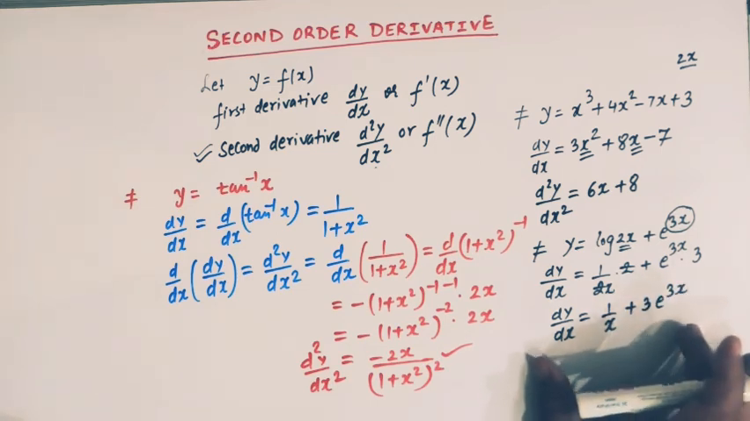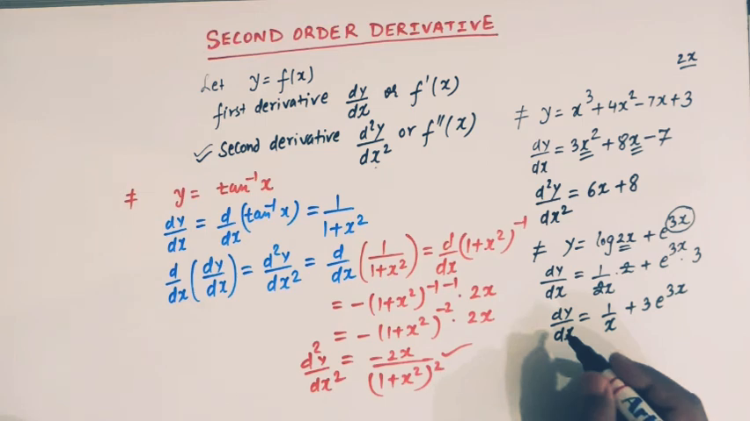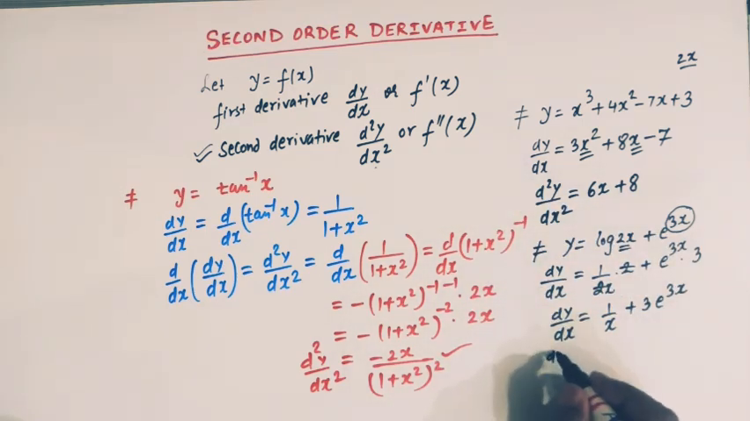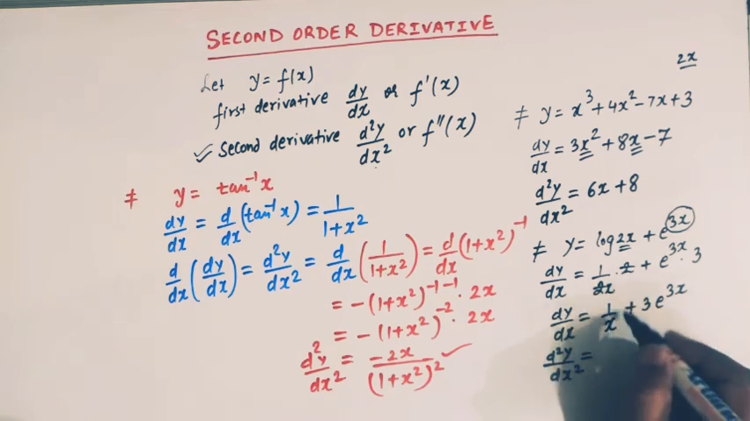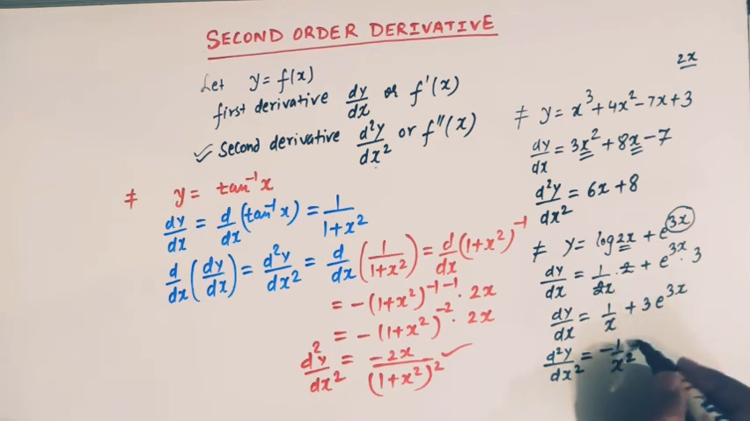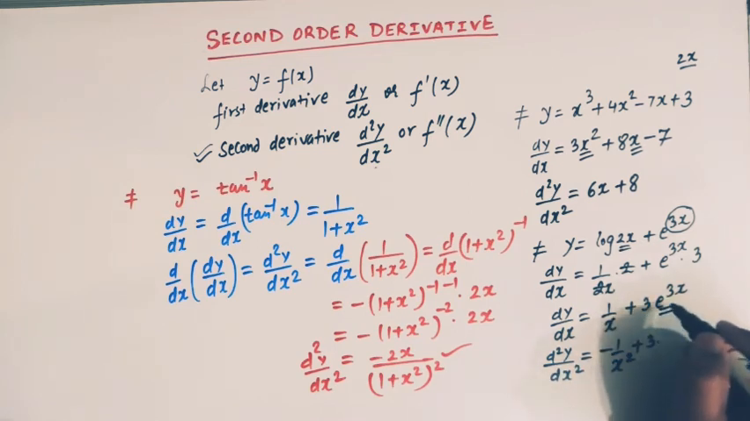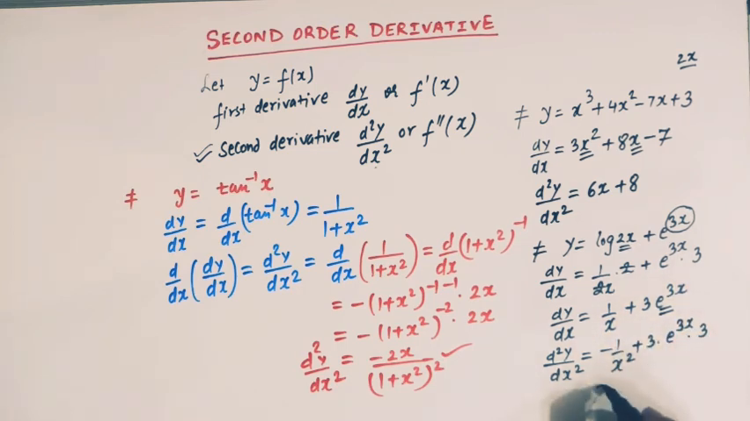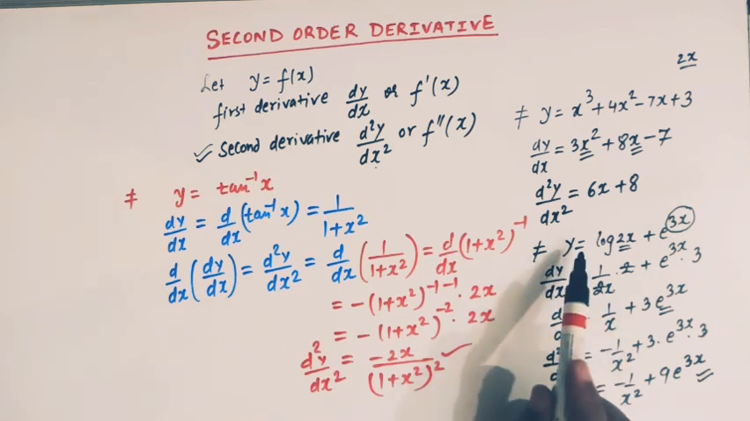Now let us differentiate it once again in order to get the second derivative. So d2y over dx2 is the derivative of 1 over x, which is minus 1 over x square, and the derivative of e raised to 3x is e raised to 3x times 3. So this is minus 1 over x square plus 3 threes are 9, 9 times e raised to 3x. So this is the second order derivative of this function.